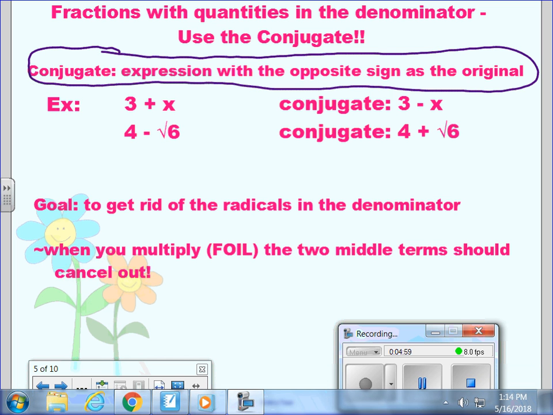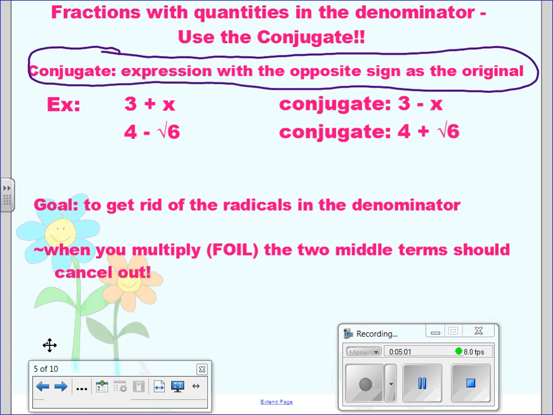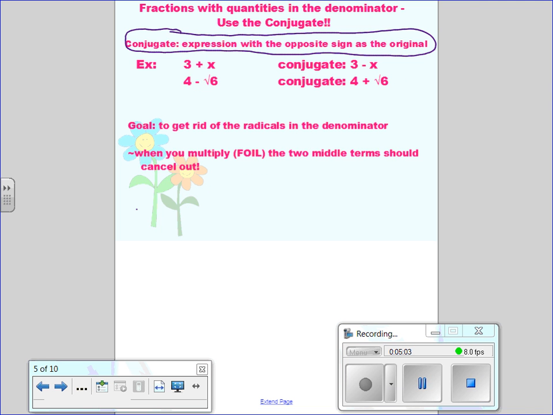And then while you guys are writing, let me give you an example of a problem that would need the use of conjugates. 5 over radical 3 plus 7. That would definitely require the use of conjugates because there's 2 terms in the denominator. So once you're done writing down what a conjugate is, we'll try this problem. This will be our next example.